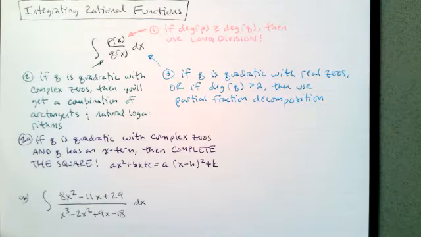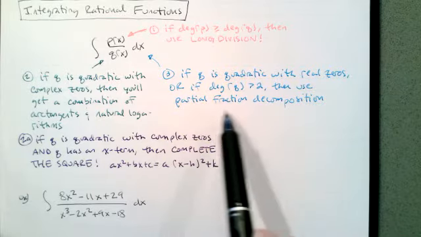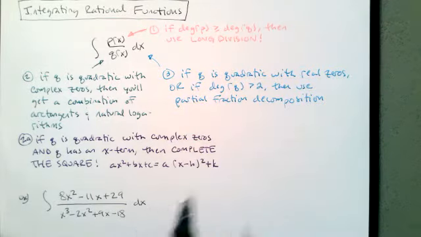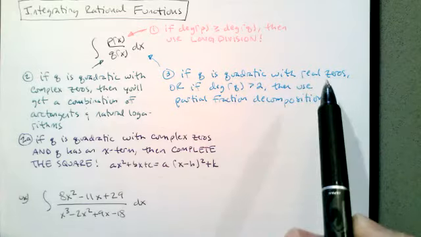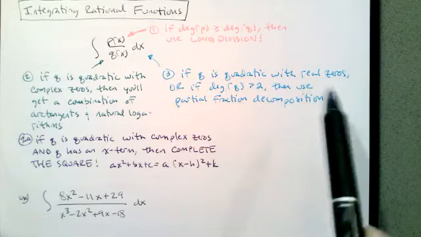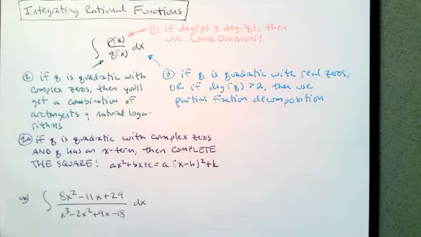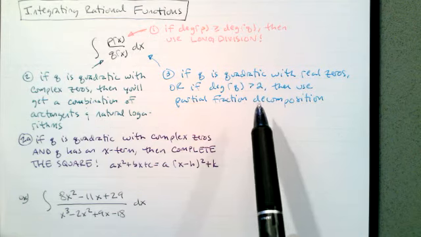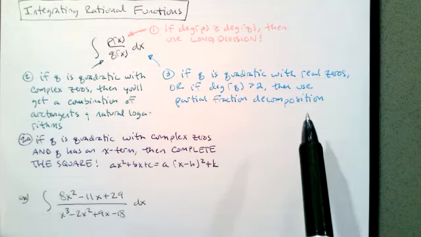Part three, the new thing that we're learning about is partial fraction decomposition. This is what we use if Q is quadratic with real zeros. We did an example last time where the degree of Q was equal to 2 and there were 2 real zeros. We want to split the fraction up to get a pair of natural logarithms after we integrate. Or if the degree is greater than 2, then we're going to use partial fraction decomposition.